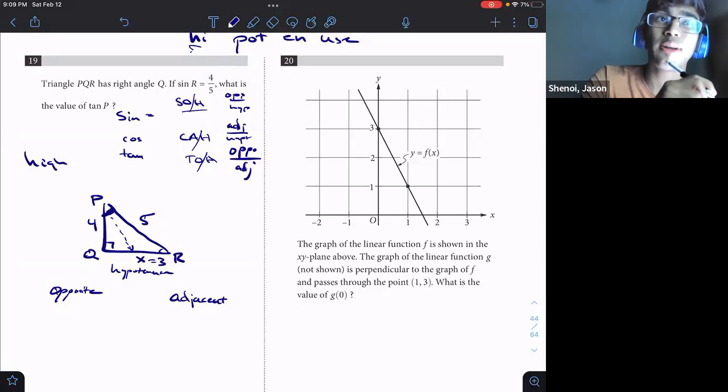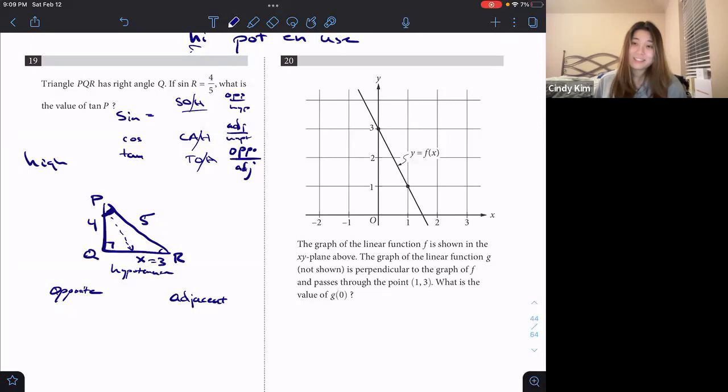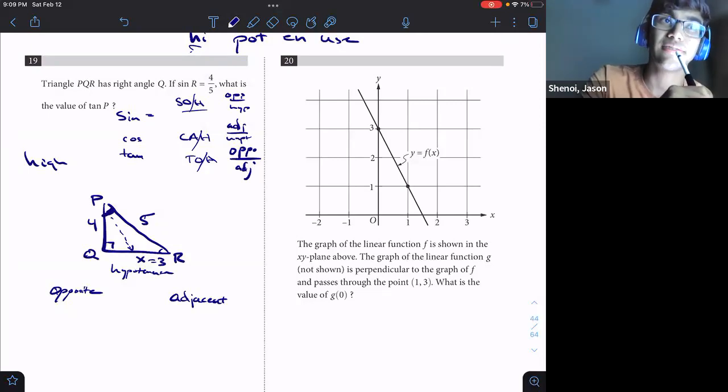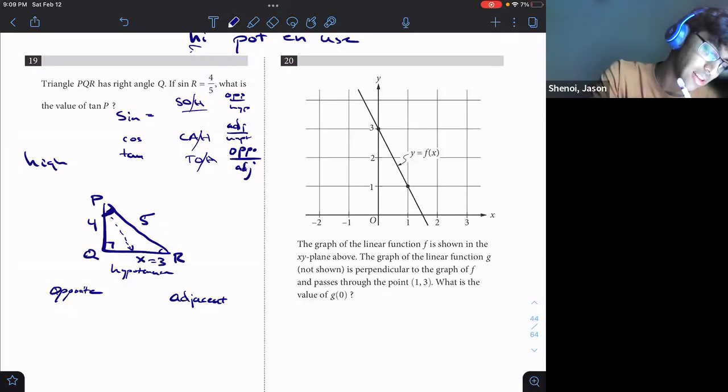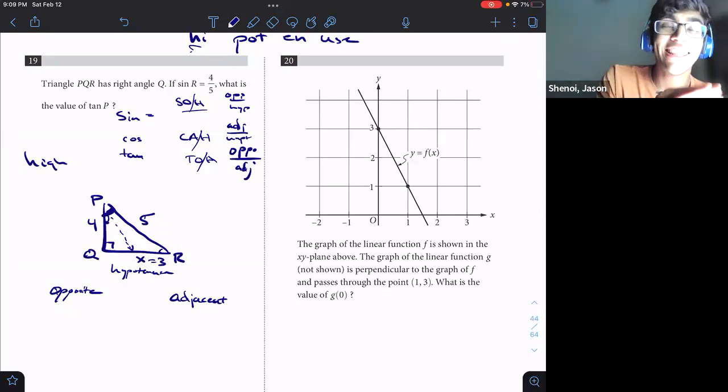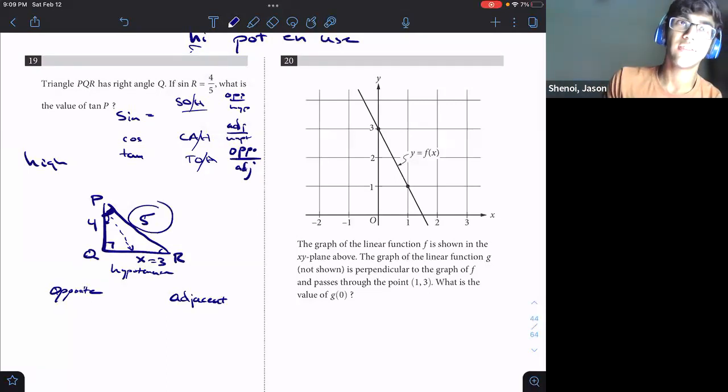Adjacent. Do you know what adjacent means? No. Okay. Adjacent means the side that it's touching. So this is the side that it's touching. And then the easiest one to remember is hypotenuse. It's always going to be the longest side, the biggest side. A squared plus B squared equals C squared. C squared, the biggest one, is always going to be the hypotenuse. So that's how you can remember that.